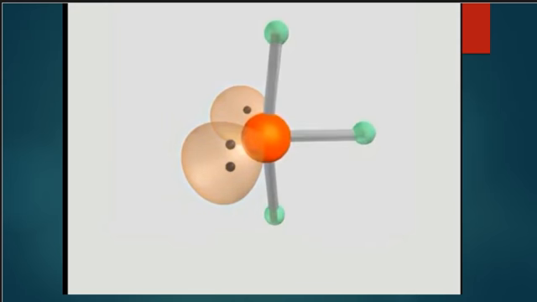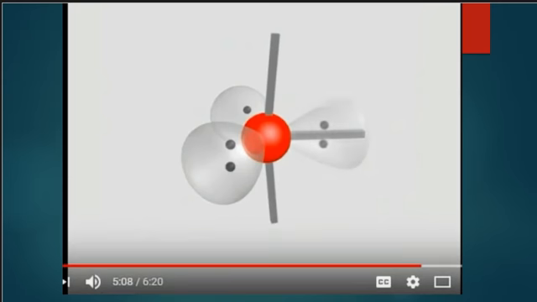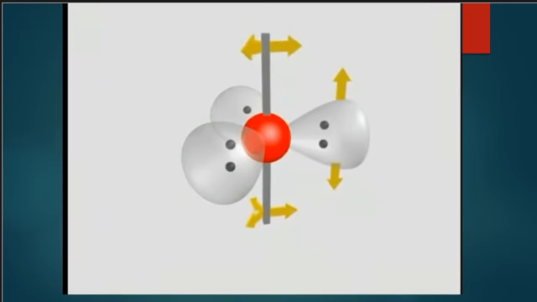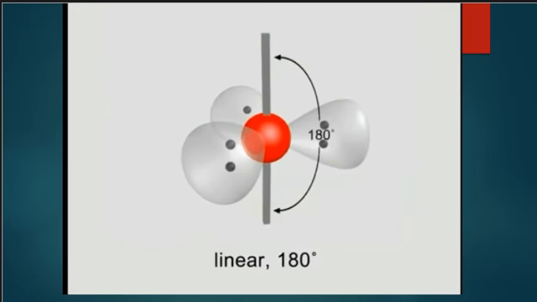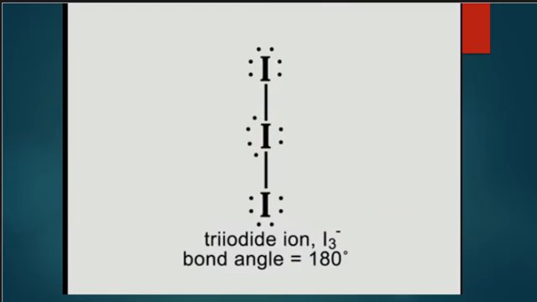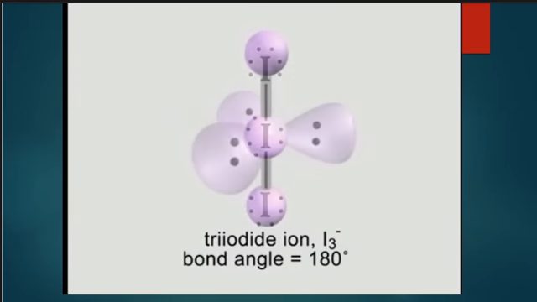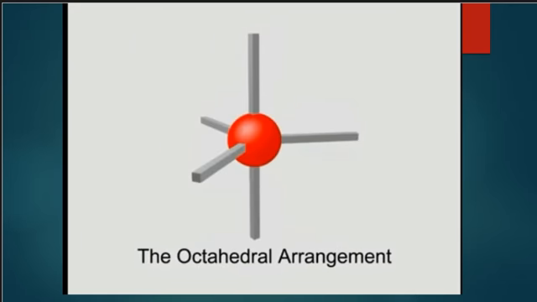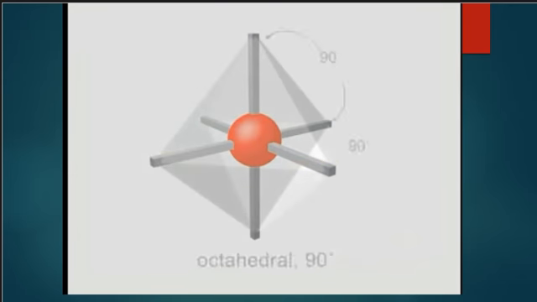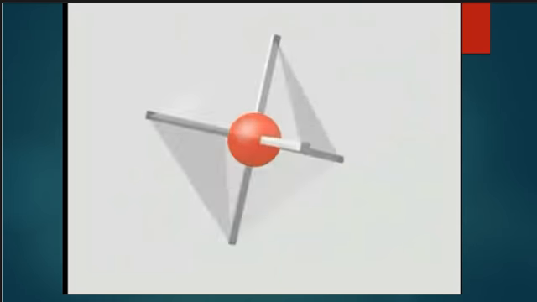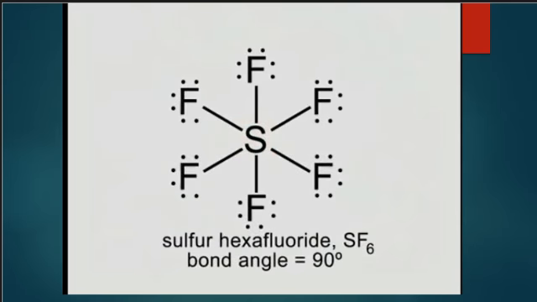The final shape in the trigonal bipyramidal arrangement occurs when a third equatorial lone pair repels the axial groups to 180 degrees. The object has a linear shape, as in the case of the triiodide ion. The final common arrangement has 6 electron groups attached to the central atom. Repulsions are minimized when the groups point to the corners of an octahedron, and thus lie 90 degrees apart. Sulfur hexafluoride has an octahedral shape.